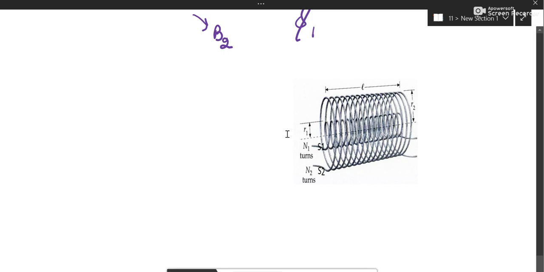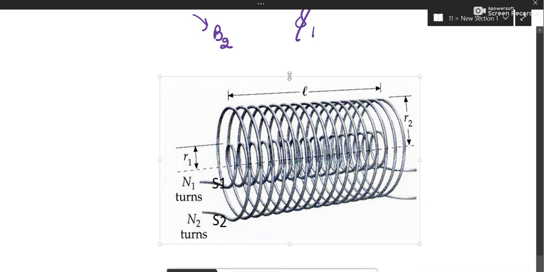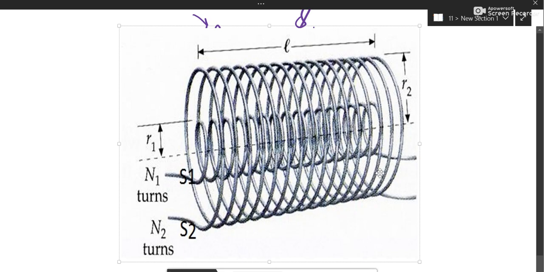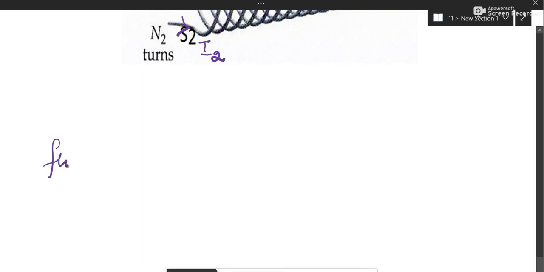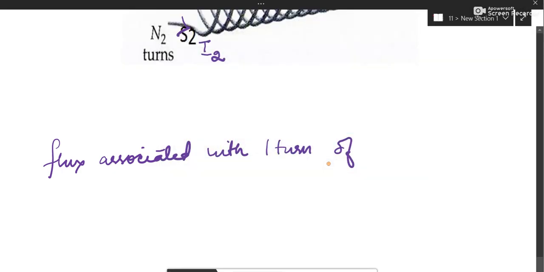So this is your diagram. Such a diagram you need to draw for the examiner as well. So we will see current is flowing through this, and flux we will talk about this. Same steps: flux associated with one turn, because current is flowing through 2. So here you will talk about coil 1.